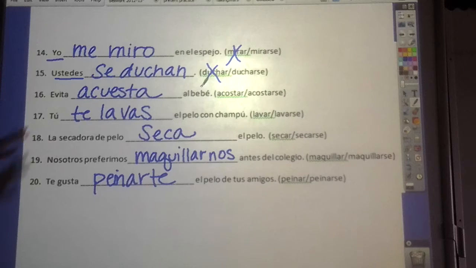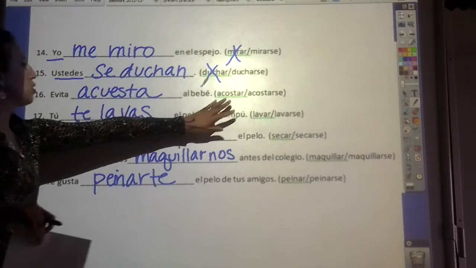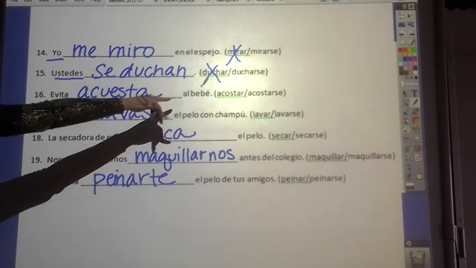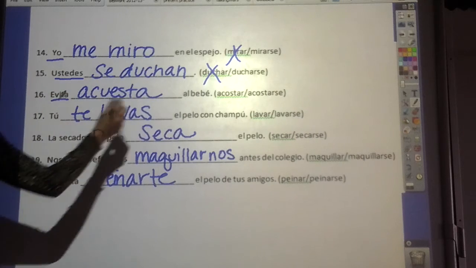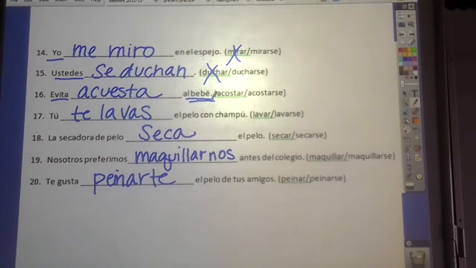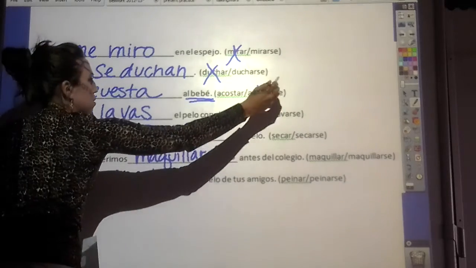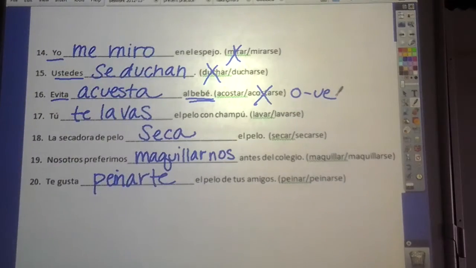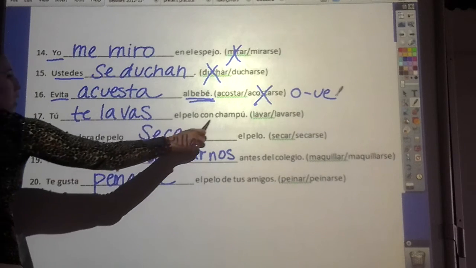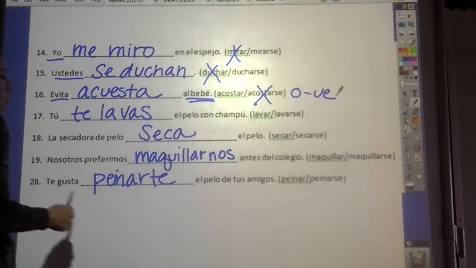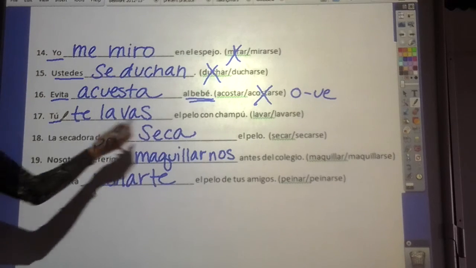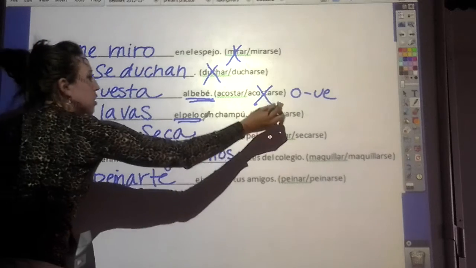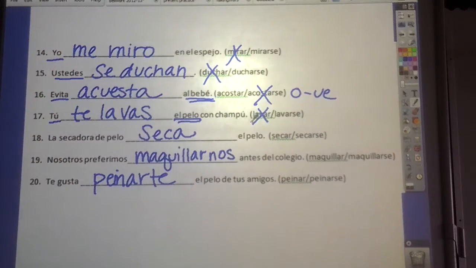Número 16. Evita goes to bed or puts to bed the baby. So Evita is doing the action, the baby is receiving the action, so it is not reflexive. And this is an O to UE stem changer. 17. You wash your hair with shampoo. Well, you are doing the washing, and you are doing it to your hair, so that is reflexive, and you end up with te lavas.